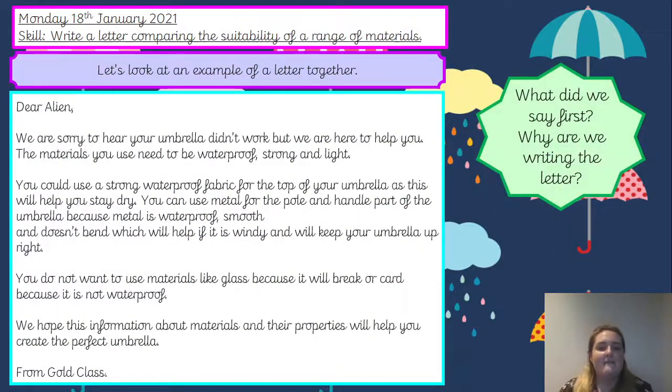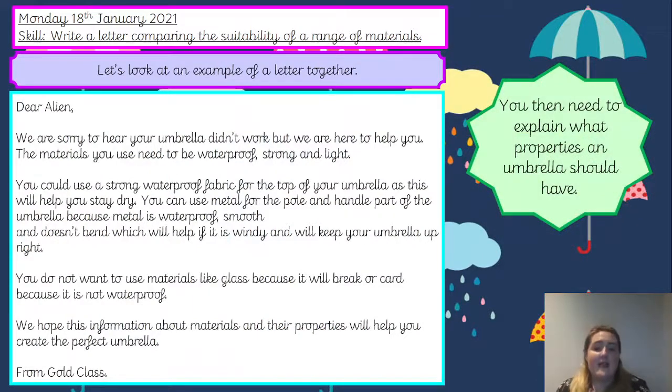What do we say first then? Okay, why are we writing this letter? Have a look at the very start of that letter, the beginning of that letter, and what did we say first? Pause the video and turn to the person next to you. Okay, well done. Yeah, we said, sorry to hear your umbrella didn't work. We're writing to him because we can be of help, can't we? We're here to help him choose the right materials. And we've outlined some of the properties. So we've said that it needs to be waterproof, strong and light.